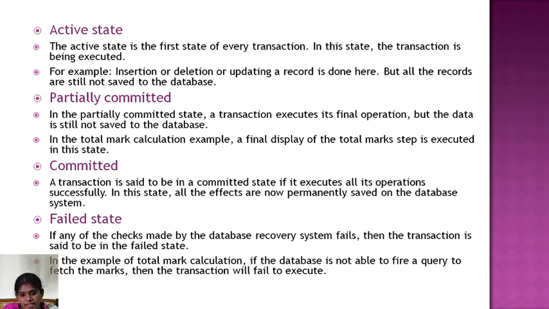So the transaction is completed. Now the database goes from one consistent state to another consistent state, that is, from the old consistent state to the updated state. Next one is the failed state. If any of the checks made by the database recovery system fails, then the transaction is said to be in a failed state. If the marks calculation is not able to fetch the marks, there is a fail condition at that time. A fail condition means it goes to the aborted state.